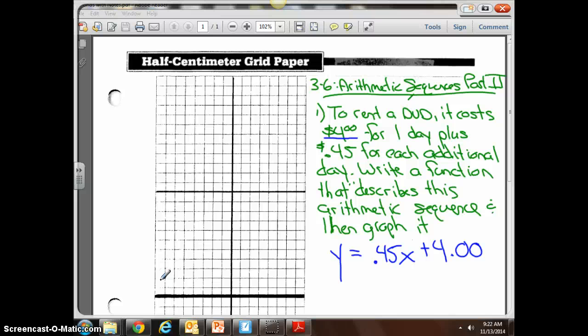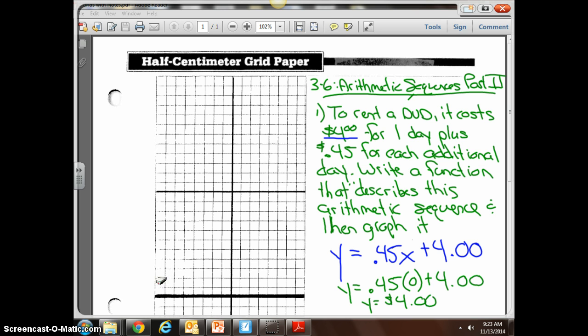So if we just use it for 0 extra days, and we plug in that information, we want to know how much it's going to cost us if we rent it for just that 1 full day, not for an extra day. So it's going to be 45 cents times 0 extra days, plus $4. And you're going to see that that's going to cost you exactly $4.